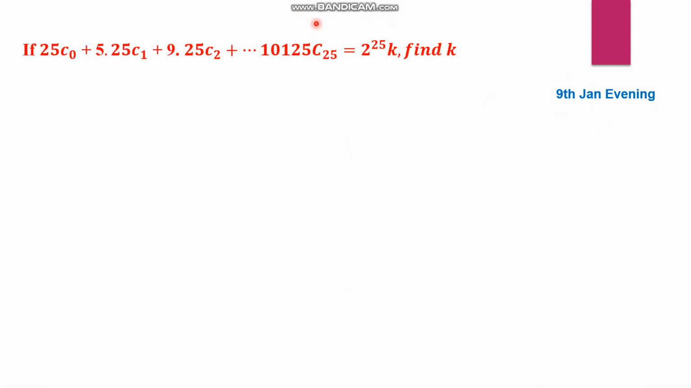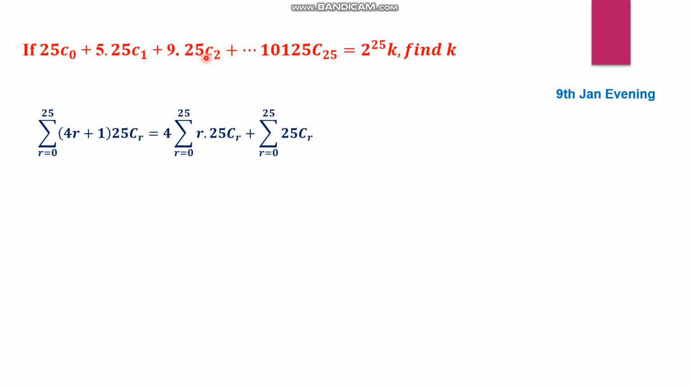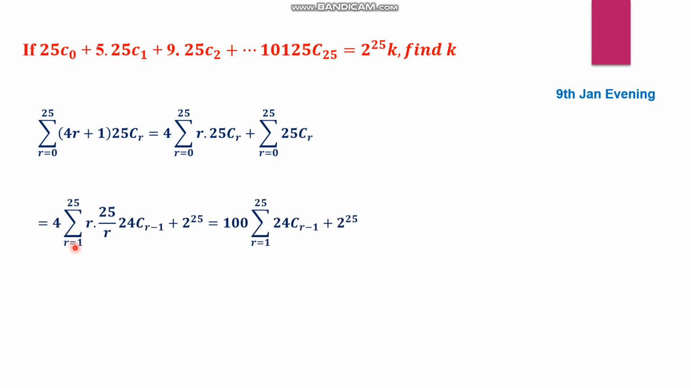The next question appeared on 9th January evening, and the question is, if 25c0 plus 5 into 25c1 plus 9 into 25c2 etc., the last term is this one, is equal to 2 power 25 into k, then find k. Now when you observe this general pattern, we can write the expression in the form of sigma r is equal to 0 to 25 (4r plus 1) into 25cr. Now if I split it, 4 will come outside. This is sigma r into 25cr plus sigma 25cr.